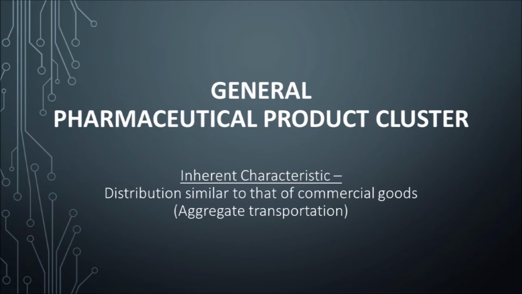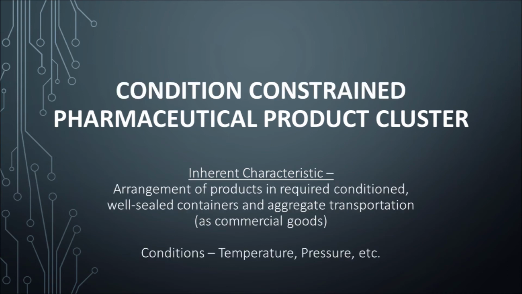Next, the general product cluster is considered where distribution is similar to that of commercial goods, where aggregate transportation is considered. At the same time, we'll consider the condition-constrained pharmaceutical product cluster, where the arrangement of products is done in required conditioned and well-sealed containers, and here also aggregate transportation is done. Here the conditions considered could be the temperature, pressure, and other features that are required in transportation. Since both these clusters consider aggregate transportation, one model is run to simulate the features of both the clusters.